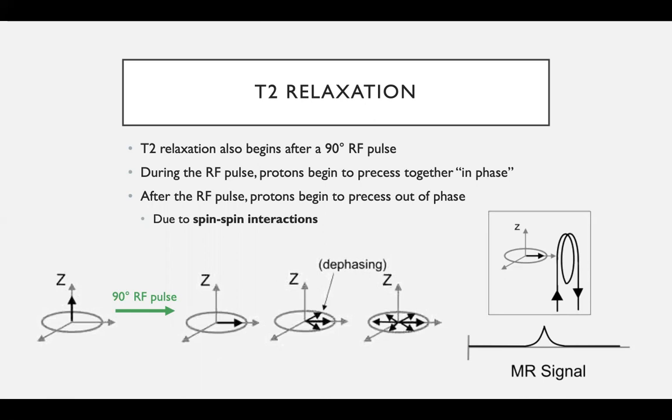And so this means that they are not just spinning, or wobbling, at the same frequency, but they're wobbling at the same point in that 360-degree axis altogether. And then after that RF pulse is taken away, the protons begin to precess out of phase. And this is due to spin-spin interactions, which is beyond the scope of this talk. But when they start to precess out of phase, they start to move away from one another, and they start to equilibrate with having 0 transverse axis component.